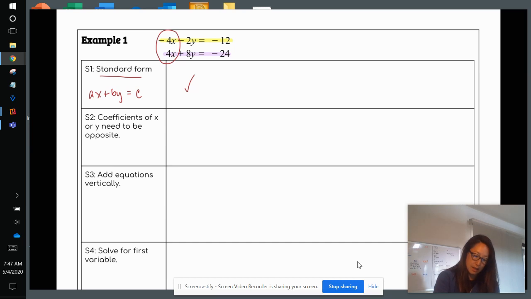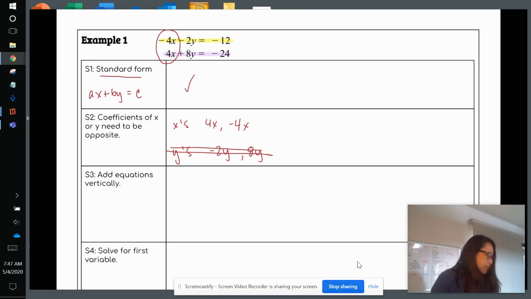So the x's, one is 4x and the other is -4x. The y's are -2y and 8y, so different numbers, but they are opposite signs. Okay, so those don't meet our requirement for step number 2. So what I'm going to do is take my original equations and add them together vertically.